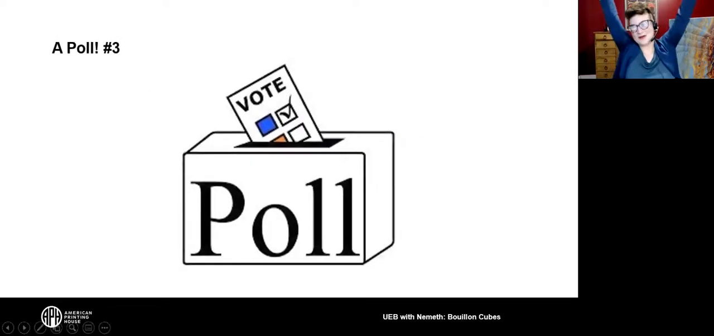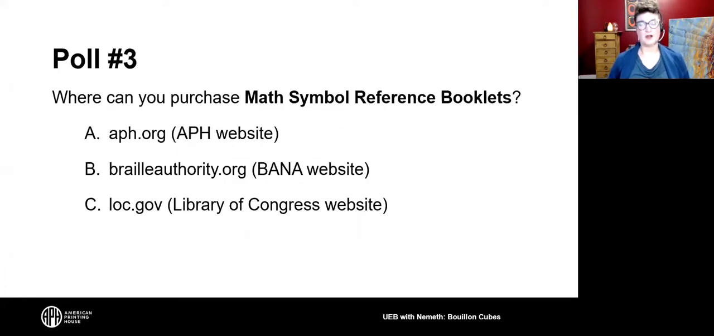It's time for a poll. Poll number 3: where can you purchase math symbol reference booklets? Do you purchase them from the APH website, aph.org? From the BANA website, brailleauthority.org? Or from the Library of Congress website, loc.gov?